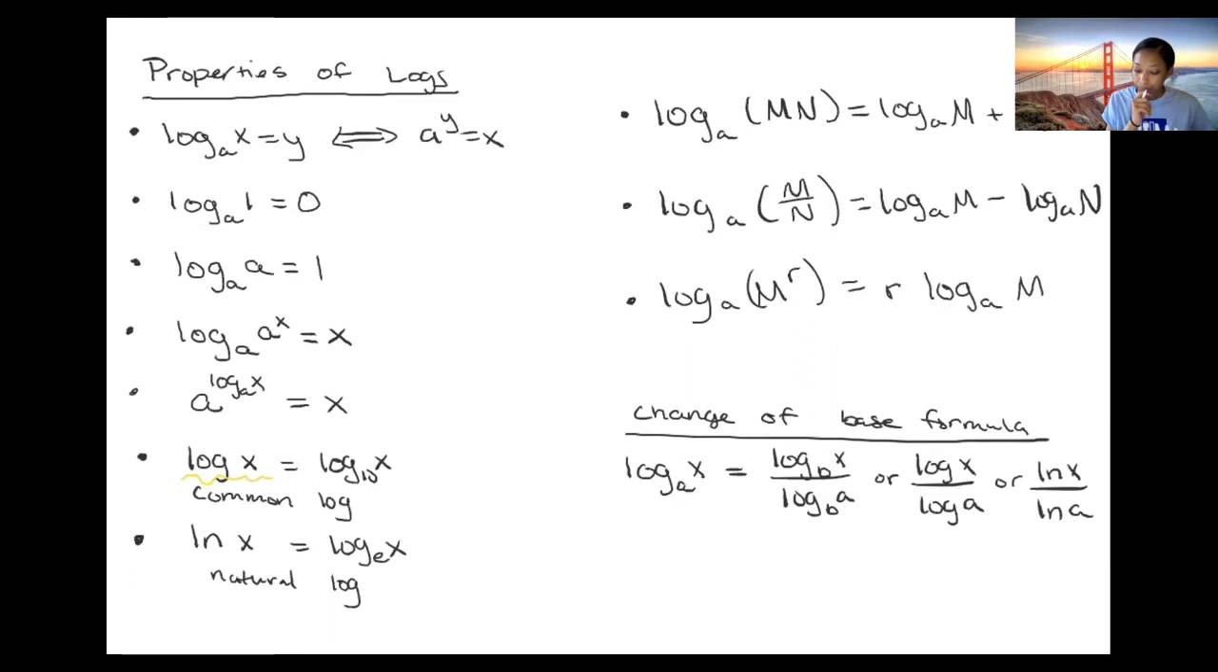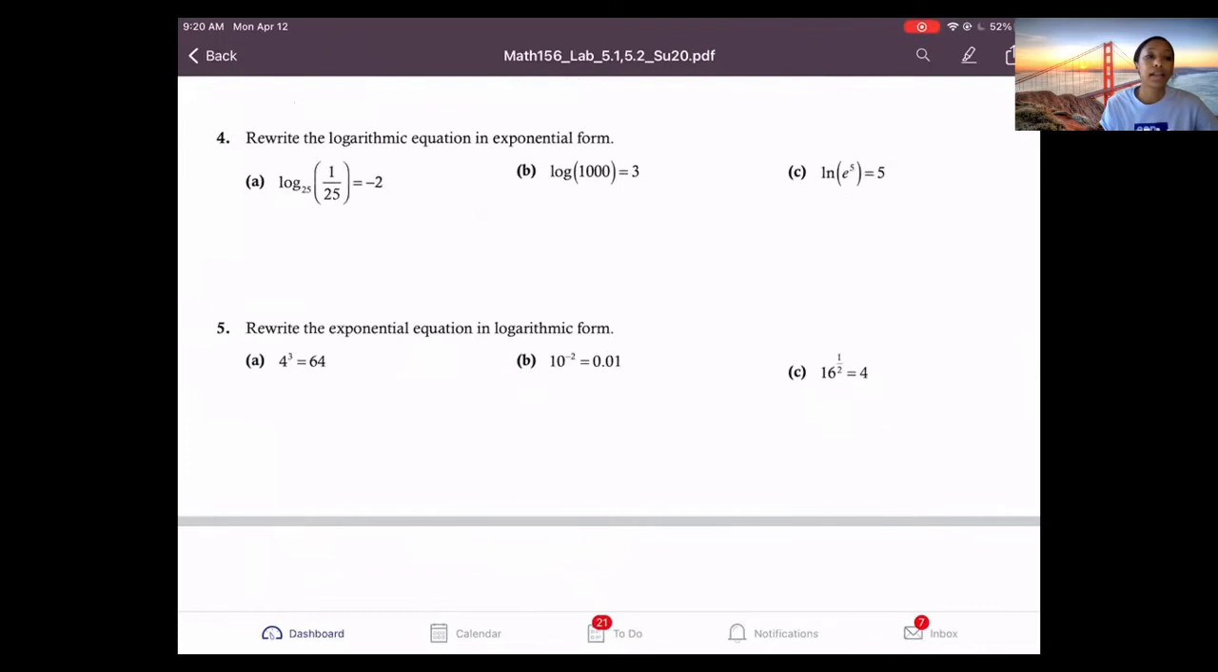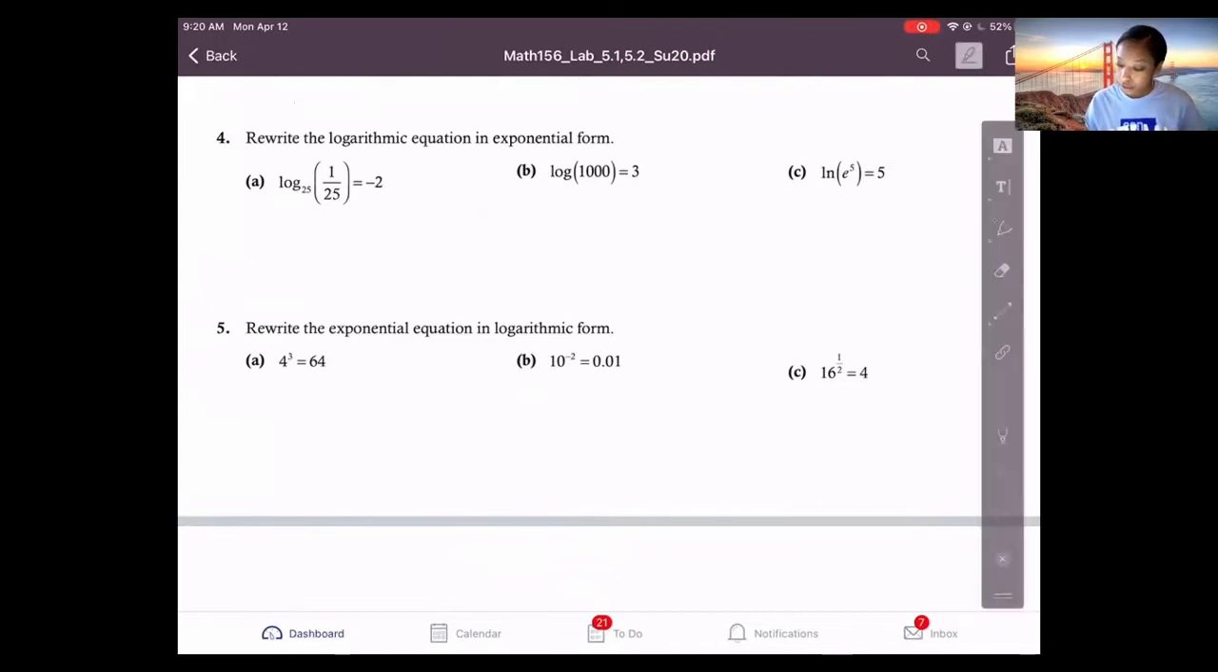All right, let's actually go back to our lab. And now we have enough tools to finish up problems 4, 5, and 6 from the lab. All right, so for problems 4 and 5 of the lab, you're just asked to rewrite the logarithmic equations in exponential form and then the exponential equations in logarithmic form. Notice here, though, that we have a couple that have log, the common log, which is base 10, and then ln, the natural log, which is base e.